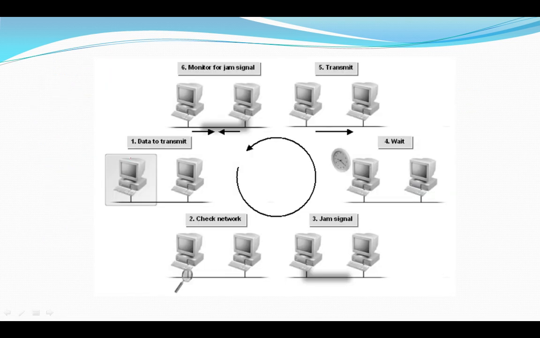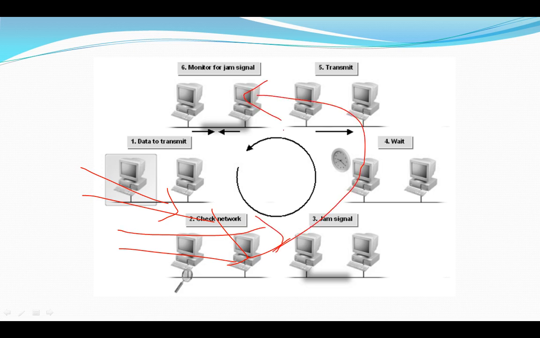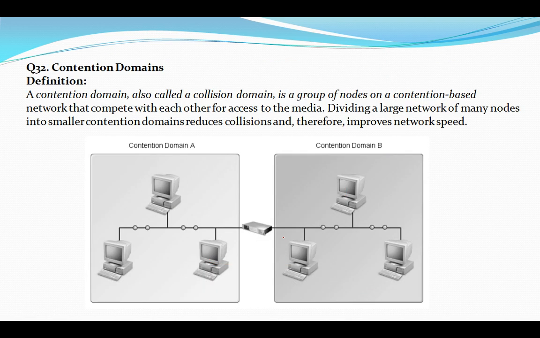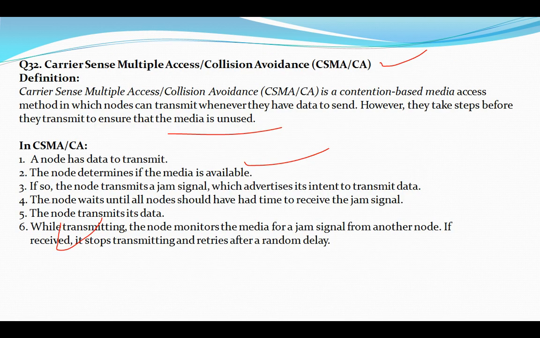So what will happen here? Now again, this is transmitting data. It checks that the media is free. Now it will generate one jam signal. It will go to all, so it will check whether any other device is sending data or not. For the next step, the node waits until all nodes have had time to receive the jam signal. Then the node transmits its data.